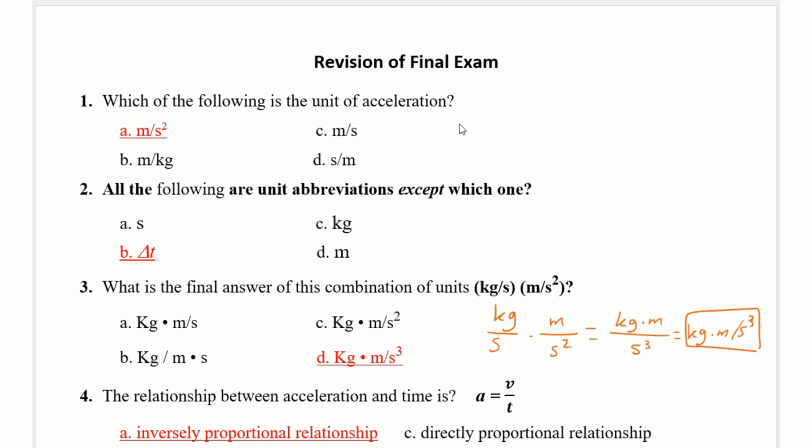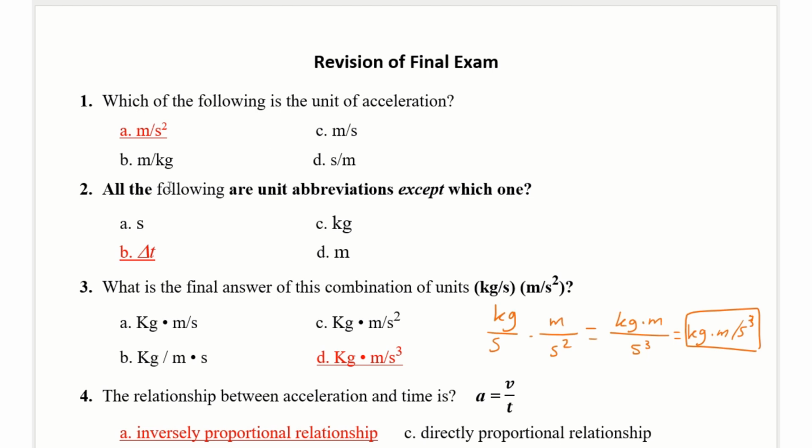This is revision for final exam of first semester of physics. Okay, let's start. First of all, choose the correct answer. Question 1. Which of the following is the unit of acceleration? So it is meter per second squared.